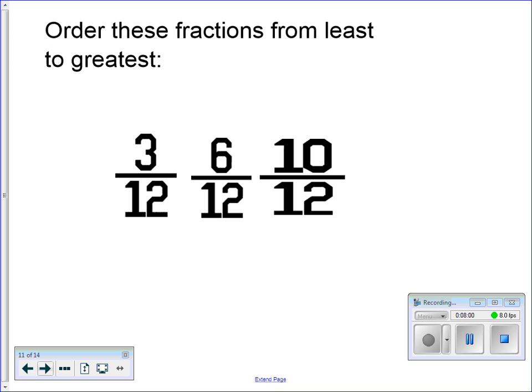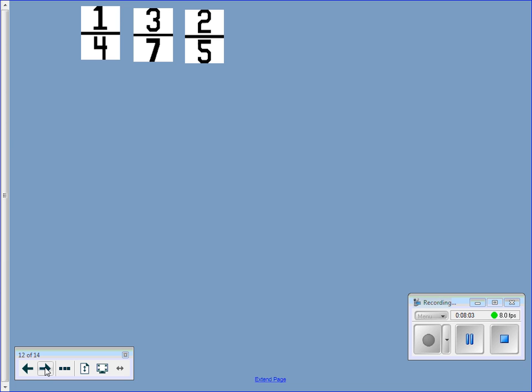It's pretty simple when they all have the same denominator. Now, what about these ones? We have 1/4, 3/7, and 2/5. This is kind of a tough problem because I don't know about you, but I don't know a denominator, a common multiple that all of these can go into. What's the number that 4, 7, and 5 can all go into?